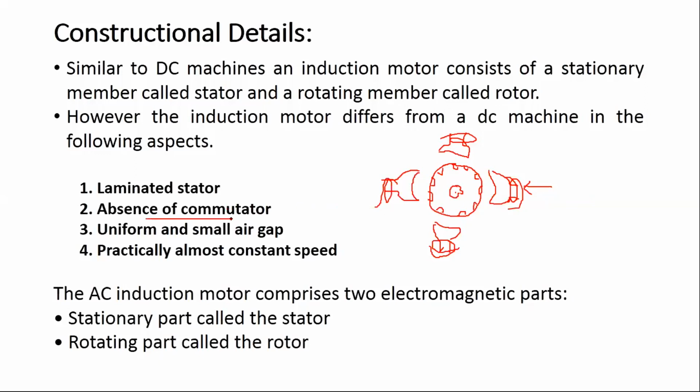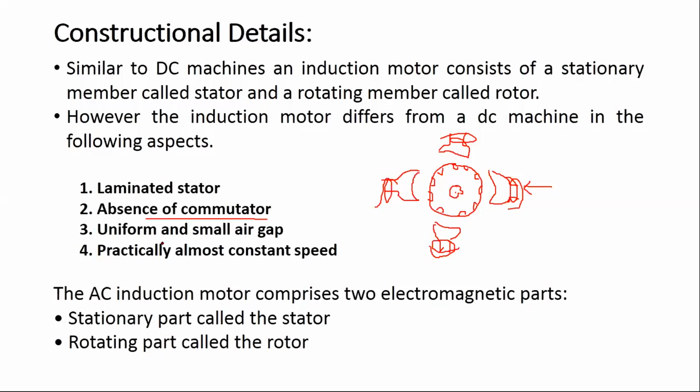The absence of a commutator: we don't have a commutator in AC machines. In DC machines we have a commutator. The purpose of the commutator is basically to convert the bidirectional supply into unidirectional supply in the case of DC generators, and vice versa in the case of DC motors, meaning unidirectional input to bidirectional supply to the armature, right?